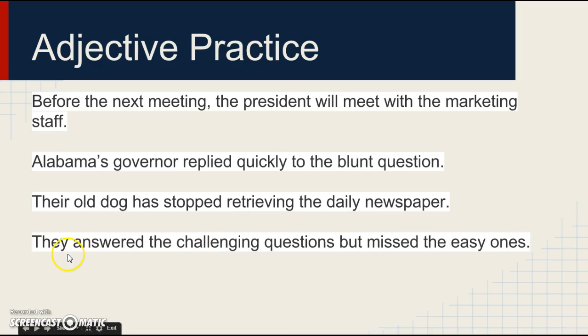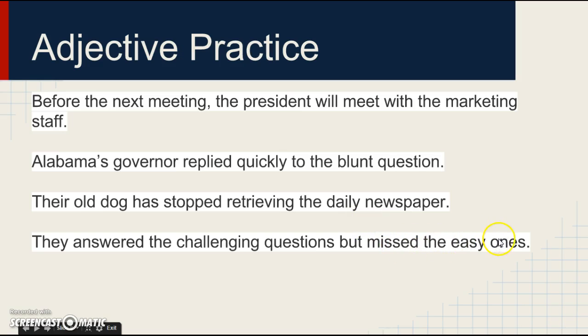Next question. They answered the challenging questions but missed the easy ones. First of all, there should be a comma right there. And let's look at our nouns. They answered the challenging questions. Okay, I see questions. What kind of questions? Challenging. Challenging is an adjective that describes the noun questions.